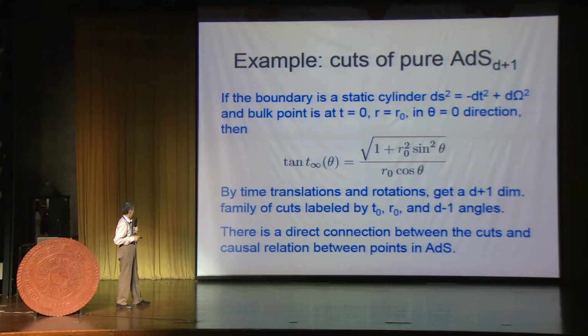Now, by time translations and rotations, you get a d plus 1 dimensional space of cuts, because you can translate t up to any time t naught, you have the parameter r naught, and you can rotate to have the tilt in any of d minus 1 angles. So you get a preferred d plus 1 dimensional space of these cuts. Now in AdS there's no gravitational lensing, so there are no caustics, and all of these cuts are smooth. And there's a simple direct connection between these cuts and global causal relations between points in anti-de Sitter space.